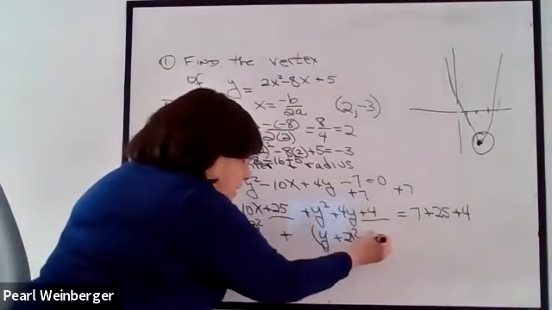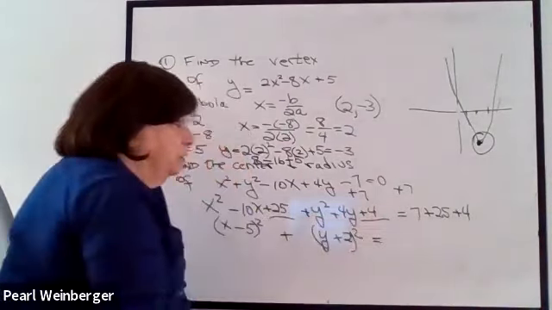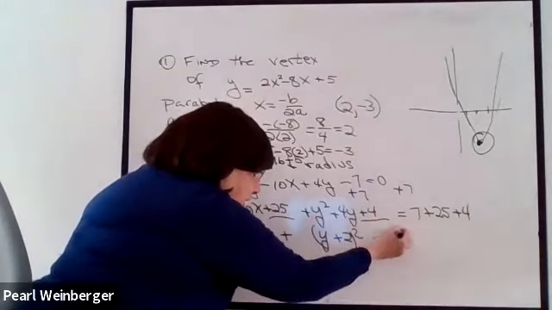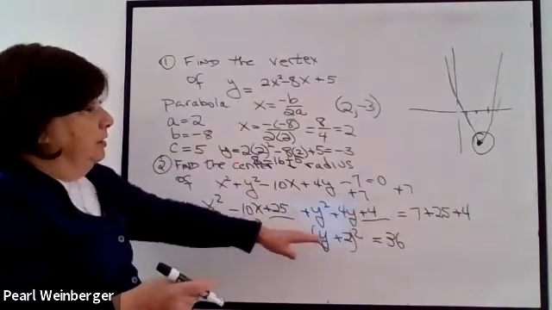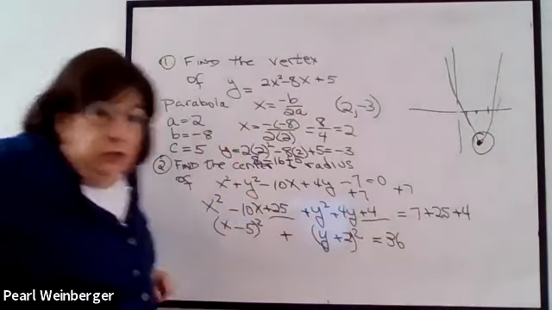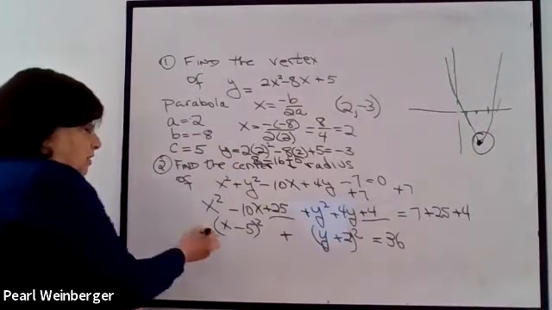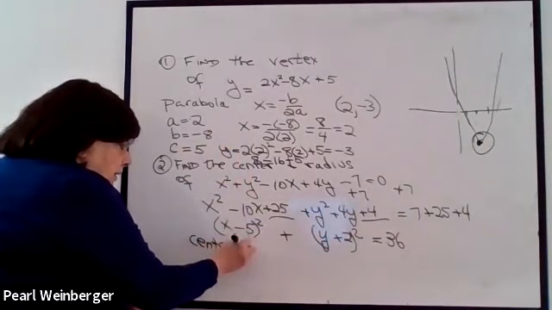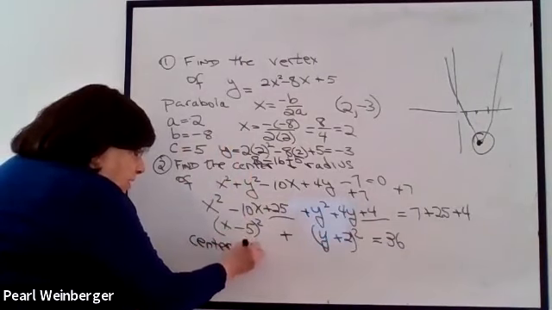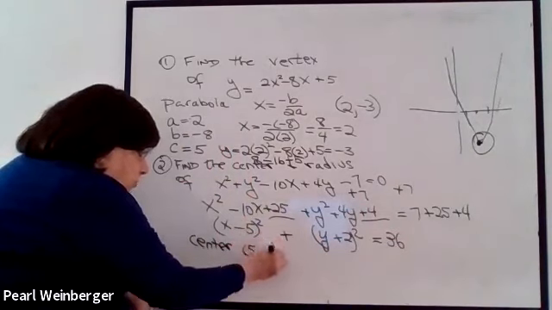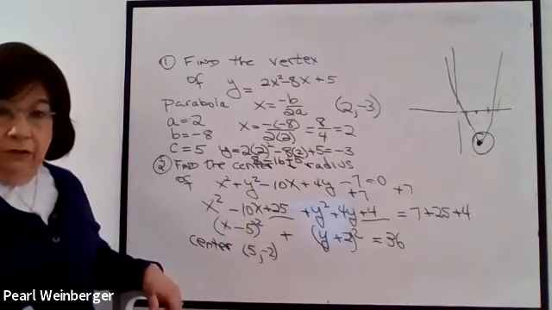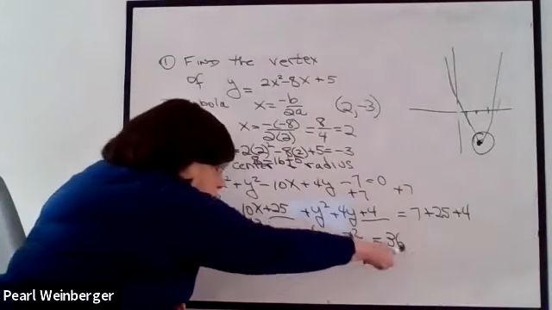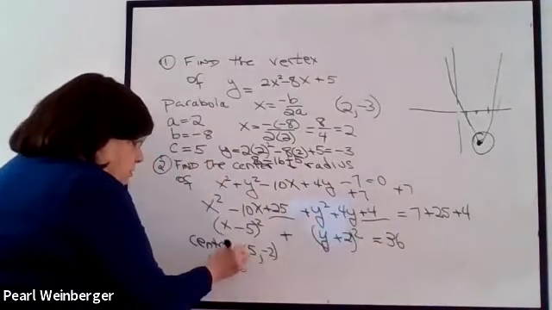Let's just add up what we have on the other side. 7 and 25 is 32. 32 plus 4 is 36. And now this equation is in the standard form of a circle. And we can see that the center of the circle is +5, -2, because you always use the opposite signs. And the radius of the circle is the square root of this number, which is 6.